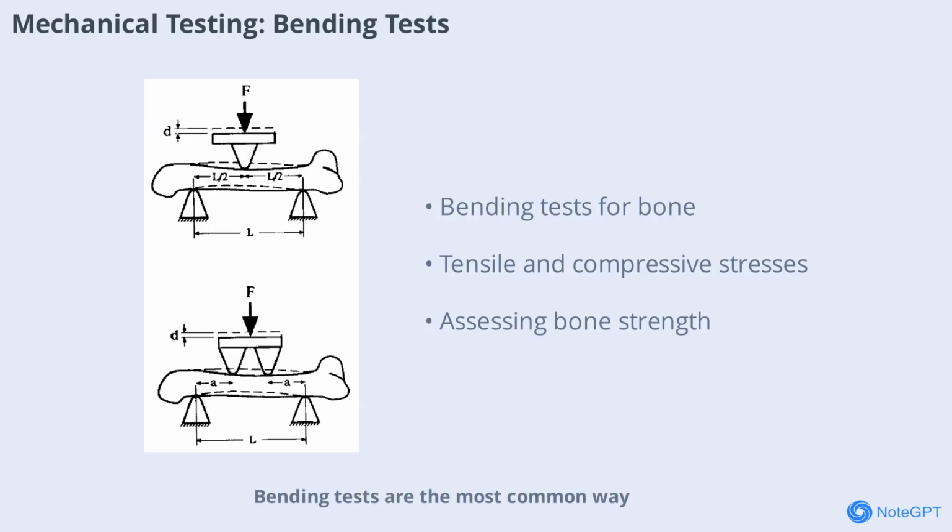Bending tests are the most common way to assess the mechanical properties of whole bones, especially in small animal models. In these tests, bones are loaded until they fail, providing data on Young's modulus, failure stress, and stiffness. Bending causes tensile and compressive stresses, with bones typically breaking on the tensile side. These tests help researchers understand bone strength and the effects of diseases or treatment.